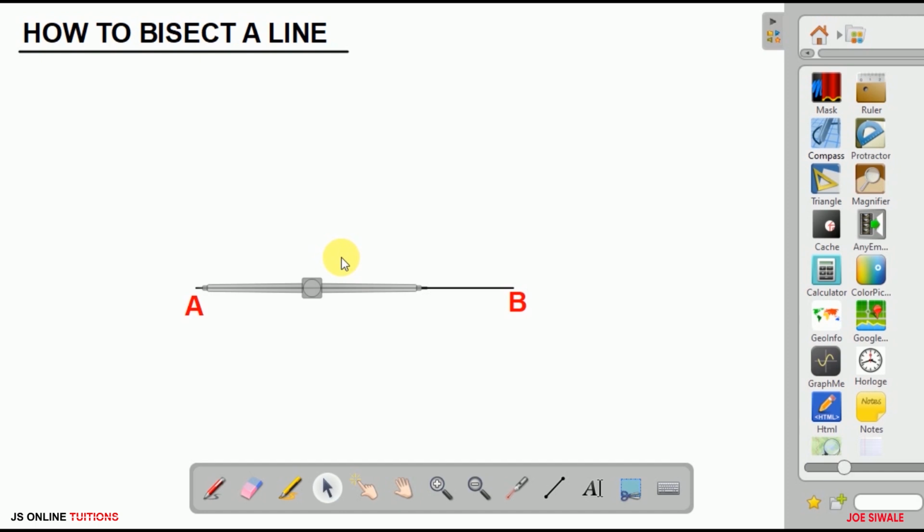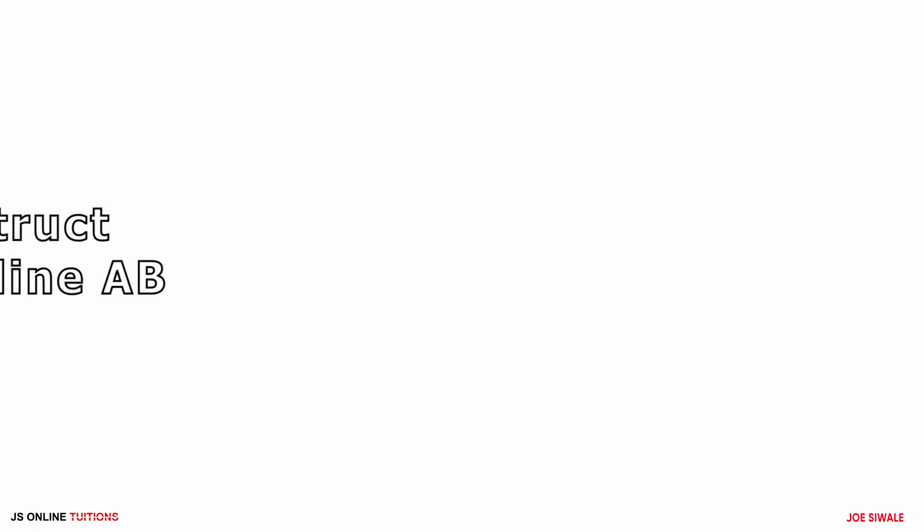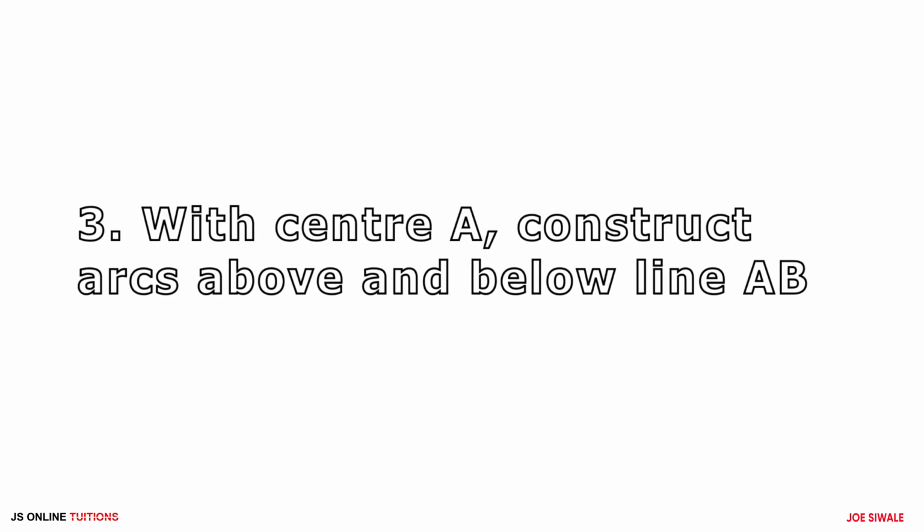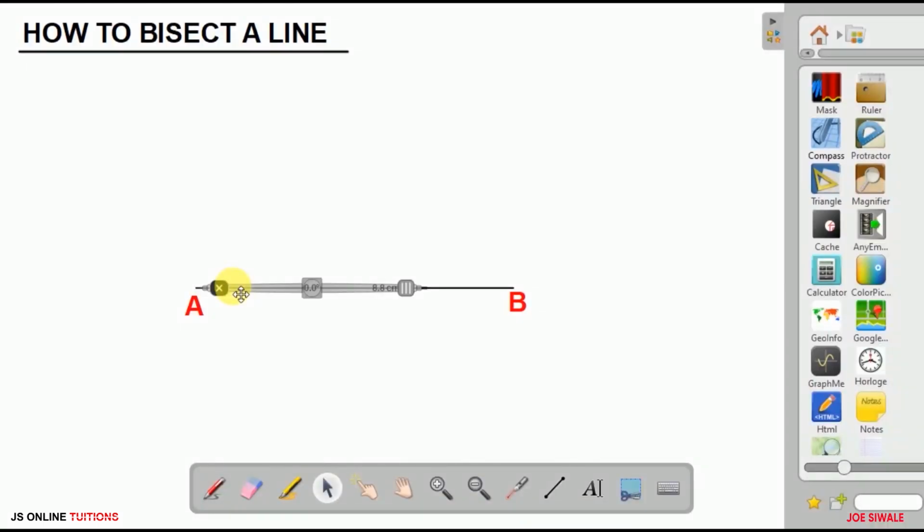Let us look at the third process. With center A, construct arcs above and below line AB. So using our center A there, we need to construct 2 arcs, one above and one below line AB. So let us do that. So we're going to draw one arc above line AB, and we're going to draw another arc below line AB.